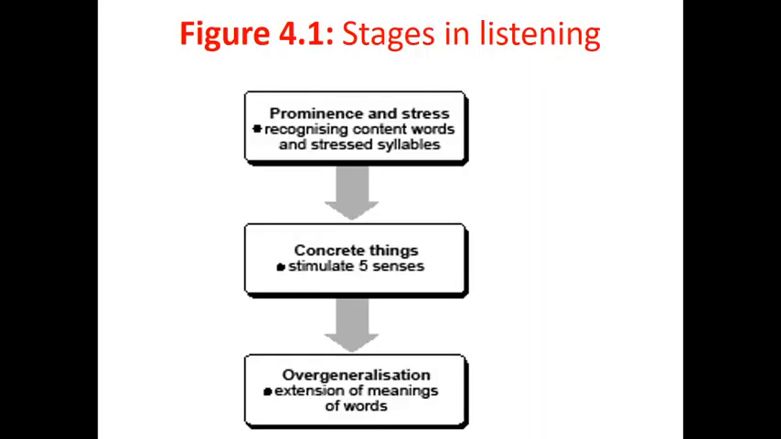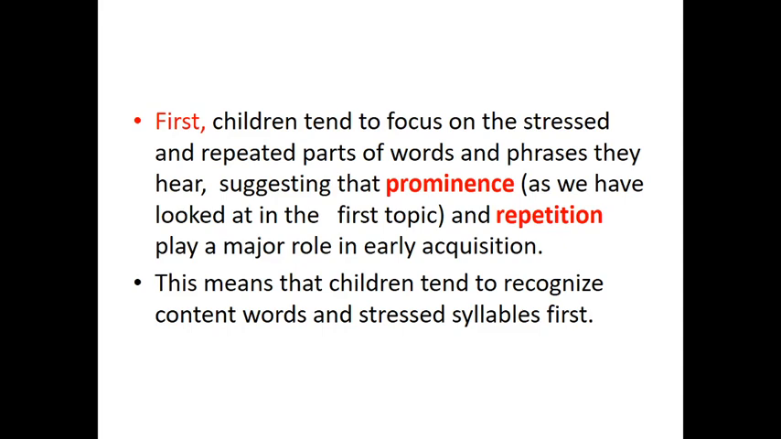There are stages in listening development: prominence and stress, recognizing content words and stress syllables in different age groups, newborn to age 7. Concrete things stimulate 5 senses in listening development. Then overgeneralization, that is extension of meanings of words. So let's go with the first one. Children tend to focus on the stressed and repeated parts of words and phrases they hear, suggesting that prominence and repetition play a major role in early acquisition.